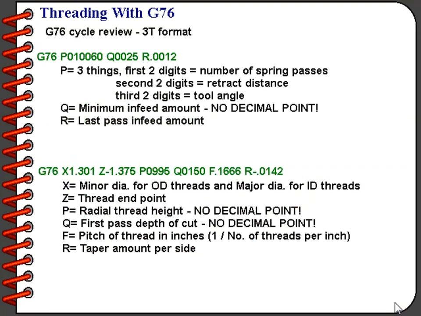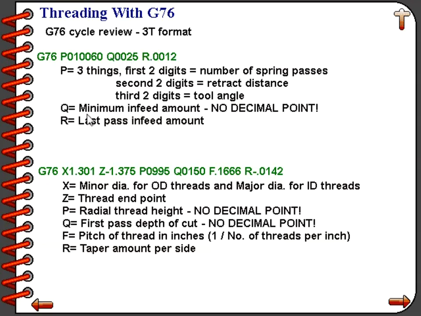Let's review the G76 cycle one last time. The first line of G76 has a P word that is going to specify three things. The first two digits specify the number of spring passes. The second two digits specify the retract distance at the end of the thread. The third two digits specify the tool angle, which will control the infeed angle of the tool, forcing it to cut only on the front edge of the insert.